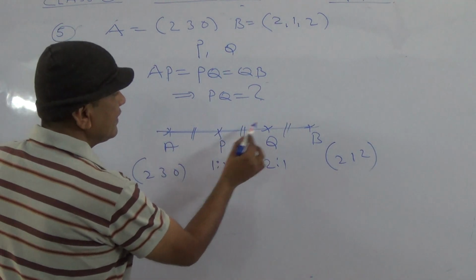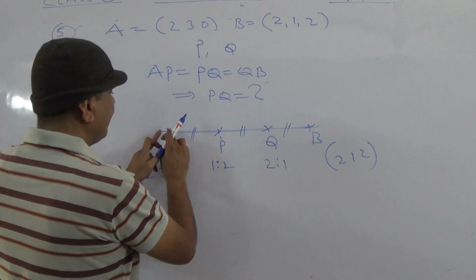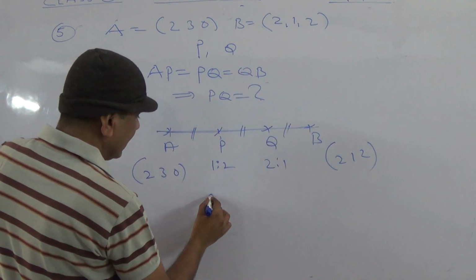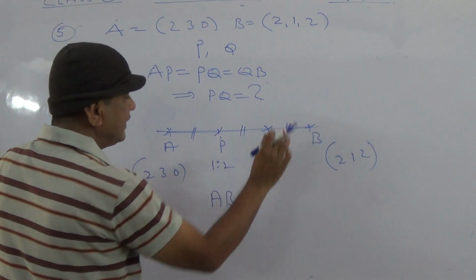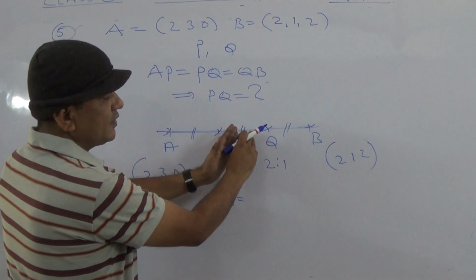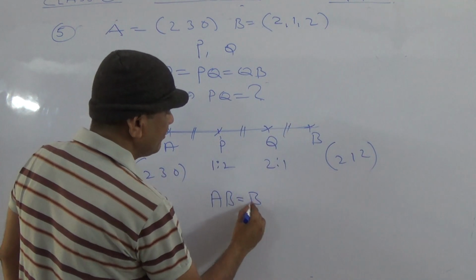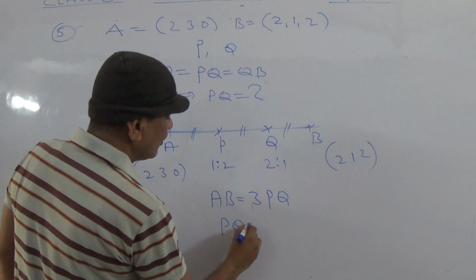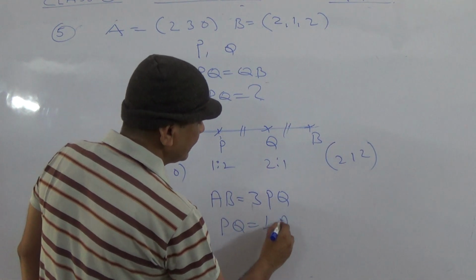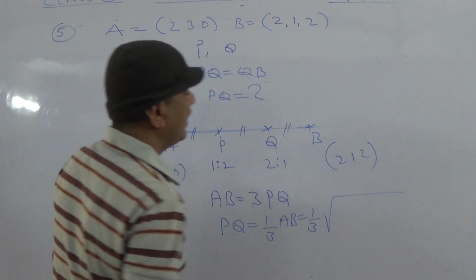These are 3 equal parts. Now this one part is equal to 1/3 of the total length of AB. The total length is equal to 3 times this part, 3 times PQ. Now, PQ is equal to what? PQ is equal to 1/3 of AB, that is equal to 1/3. AB is equal to the distance between A and B.